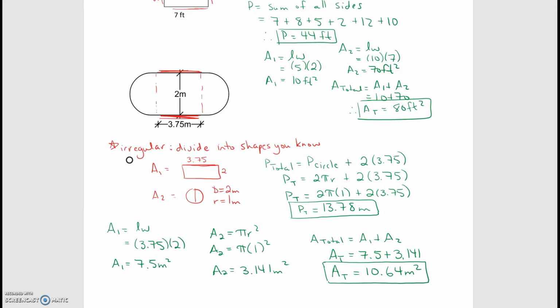Hope you were able to get those answers for perimeter total, or total perimeter of this complex shape, and also the area.